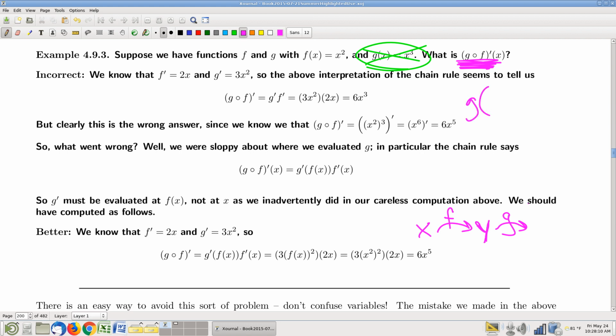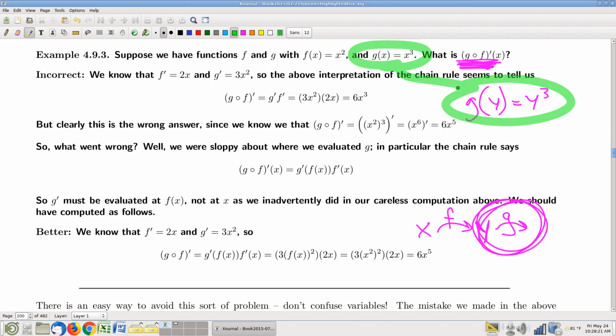I'm going to have to rewrite g in terms of y. So g of y equals y cubed. Now, that's the same function. I'm just using a different dummy variable to describe the action of g. G is the function that cubes whatever you give me. We're not changing the function at all. Everybody on board? Having written it as g of y equals y cubed, and just to have a name for the output, let's call that output z.